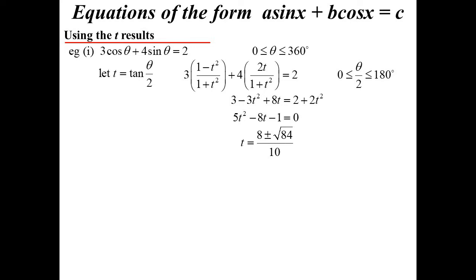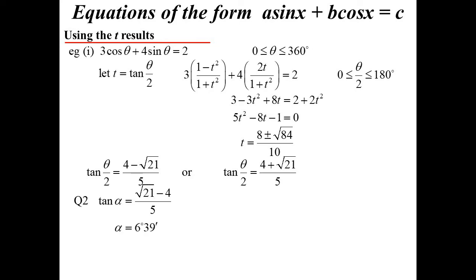So there's 2 possibilities. But because I'm only going between 0 and 180, each one of these will only create one solution. Because one of them turns out to be negative, the 4 minus root 21 on 5. So that would be the second quadrant answer. And one of them turns out to be positive, 4 plus root 21 on 5, so that will be the first quadrant answer. So the acute angle, you notice I've switched it around to root 21 minus 4 so I could work out the acute angle.